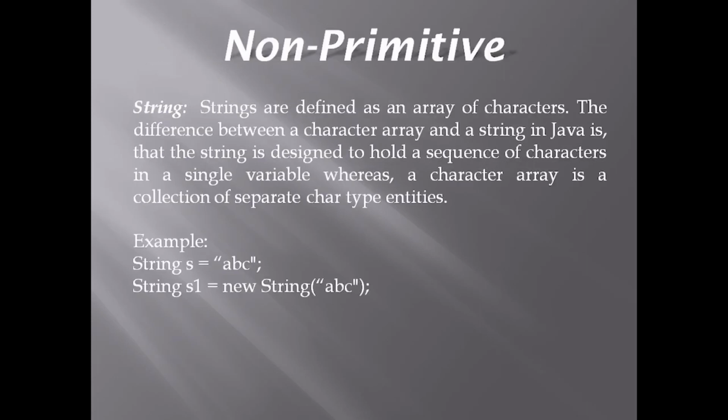Non-primitive: String comes under non-primitive because it's basically a class. Class comes under non-primitive, and we will see in detail in a video on class and object, in which we explain what a class is and all that. But for now, you can imagine string is a class, and all classes come under non-primitive. So we can initialize it in both ways.